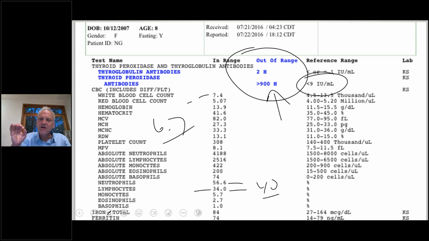loss of self-tolerance. That's what autoimmune is. When the immune system has lost self-tolerance, it no longer recognizes the body. It thinks the thyroid is that virus, and it's going after that virus. It thinks it's going after the virus, but it's actually attacking the thyroid. So this child actually has Hashimoto's.